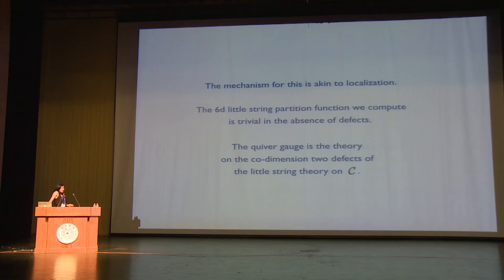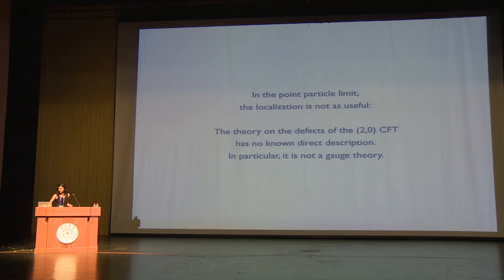So the mechanism for this is a kind of localization. What happens is that the 6D little string partition function that we compute, that one needs for this, is trivial in the absence of defects. So if there are no defects, you get a trivial partition function. And the quiver gauge theory that you get is a theory on the defects themselves, okay? On the defects of little string.